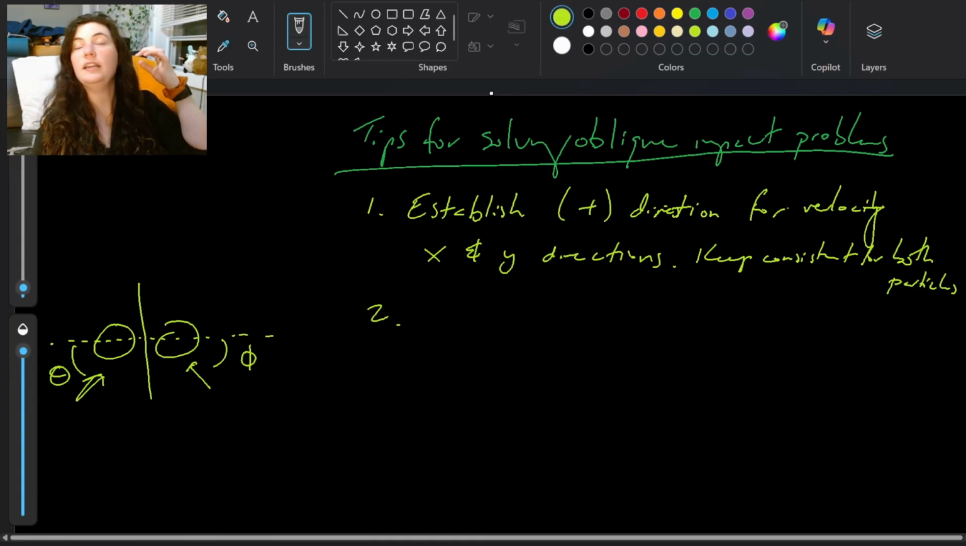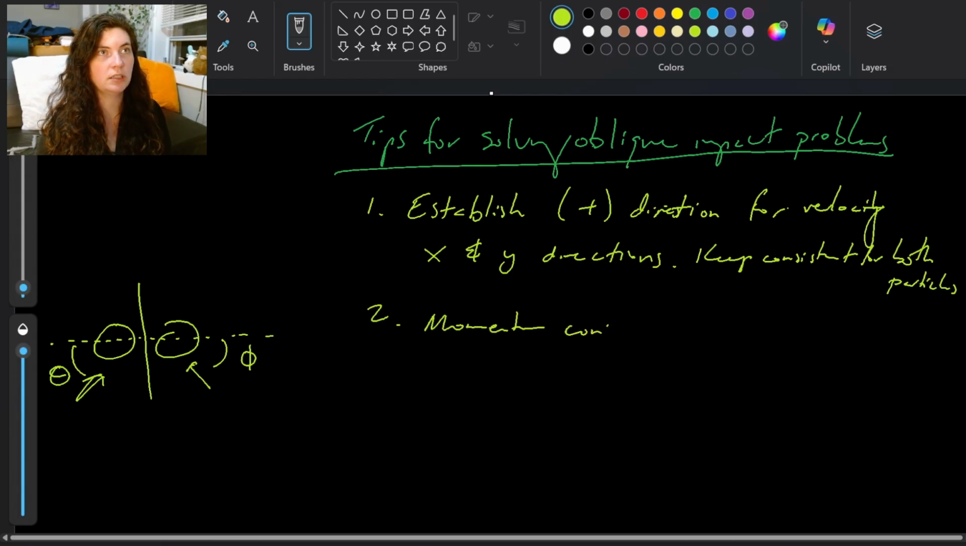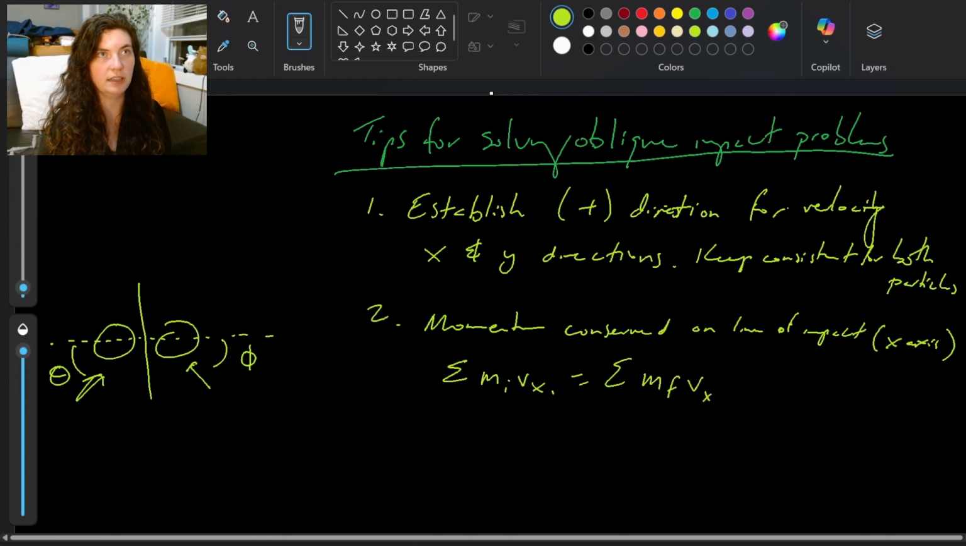Now your second step, much like our central impact, will be applying our conservation of momentum, but we're going to start with conserving our momentum along the x-axis. So momentum is conserved along the x-axis. Momentum is conserved on the line of impact, and it could be wherever the line of impact is. It's typically the x-axis. So momentum is conserved on the line of impact for the x-axis, so that means we're doing our sum of mass initial times velocity in the x direction, initial, equals sum of final masses times velocity in the x direction, those final velocities.